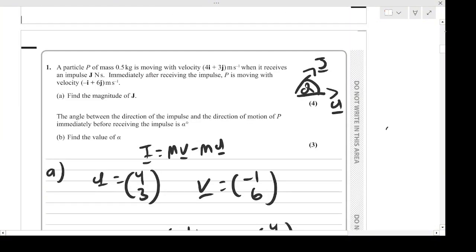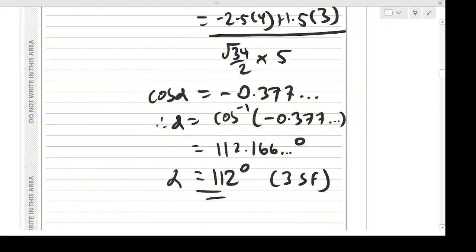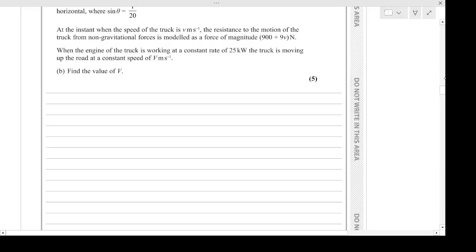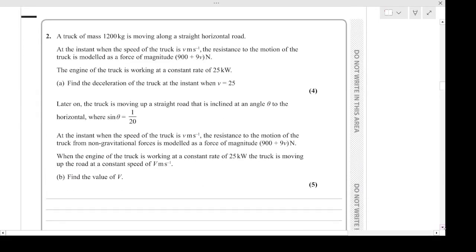It doesn't say to round it to anything, so I'm going to round it to 3 significant figures. So that's going to be 112 degrees to 3 significant figures. And that's my alpha there. So just using the normal way we work out angles between two vectors from core pure. And there we are. Okay, this question here.